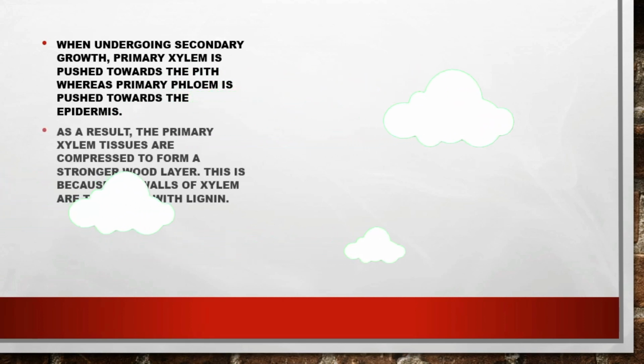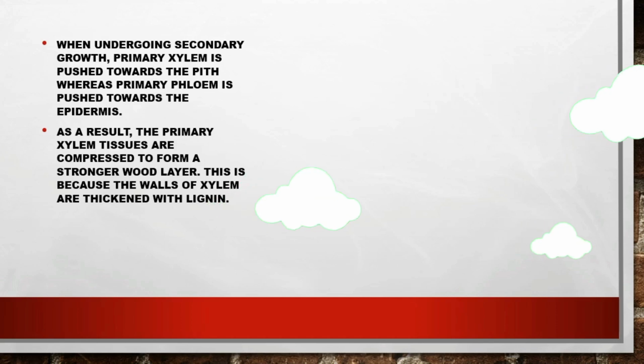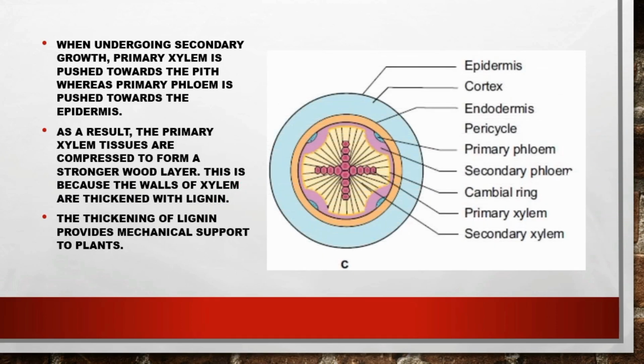Next, the third phase. When undergoing secondary growth, primary xylem is pushed towards the pith, whereas primary phloem is pushed towards the epidermis. As a result, the primary xylem tissues are compressed to form a stronger wood layer. This is because the walls of xylem are thickened with lignin. The thickening of lignin provides the mechanical support of plants.